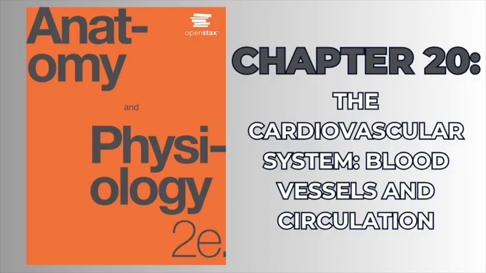Basilar artery formed from the fusion of the two vertebral arteries. Sends branches to the cerebellum, brainstem, and the posterior cerebral arteries. The main blood supply to the brainstem.